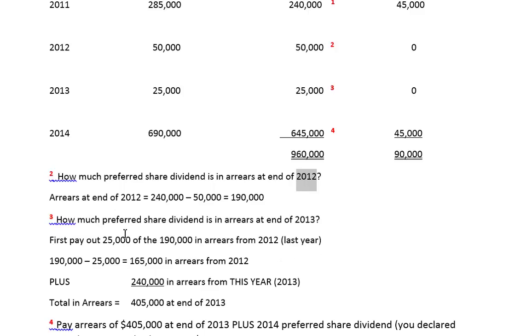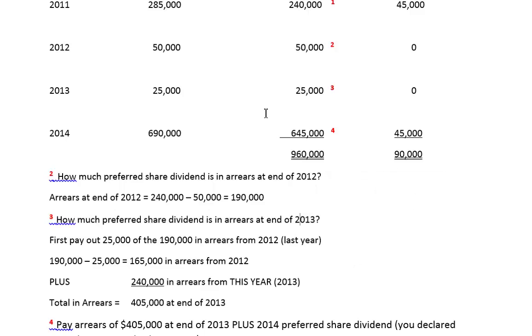So now, once this $25,000 is paid to the preferred shareholders, how much of the preferred share dividend is in arrears at the end of 2013? Why do we need to know that? Because if a dividend is declared in 2014, and we can see from our question that it is, some or all of that dividend will have to go to clear up the arrearages, what didn't get paid up to the end of the previous year, 2013.